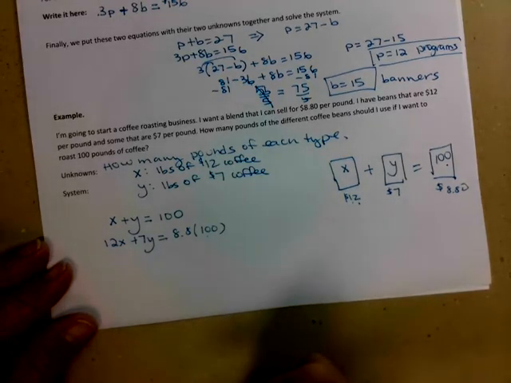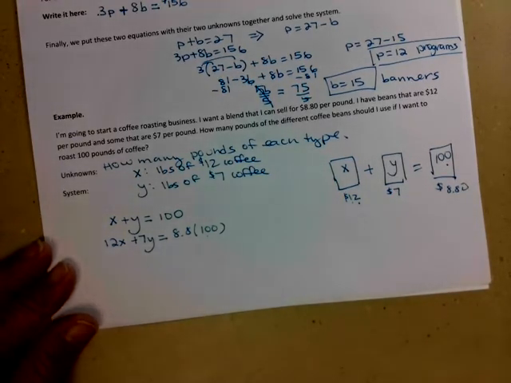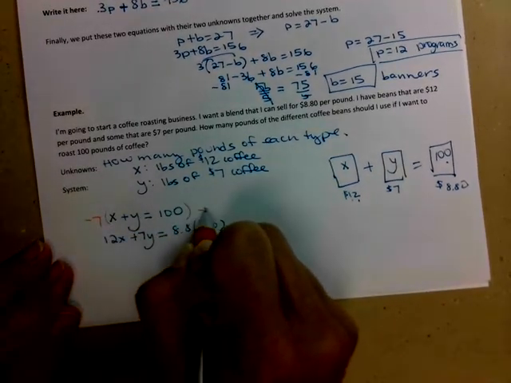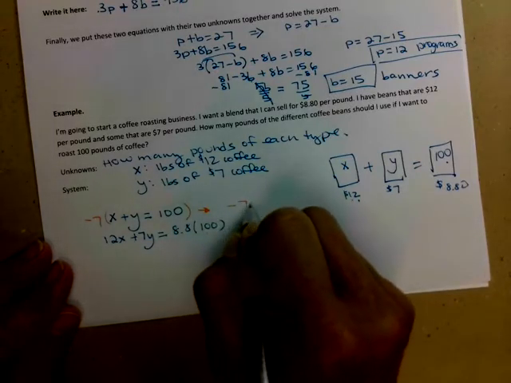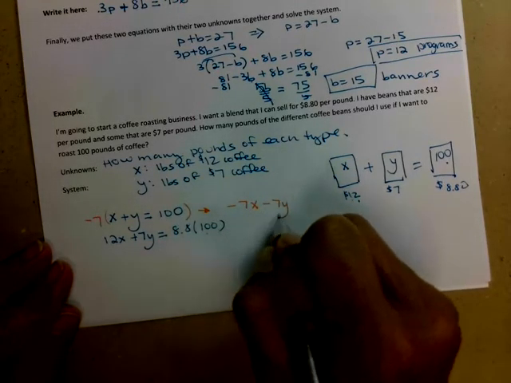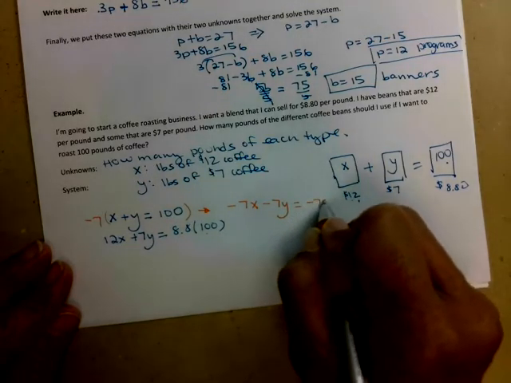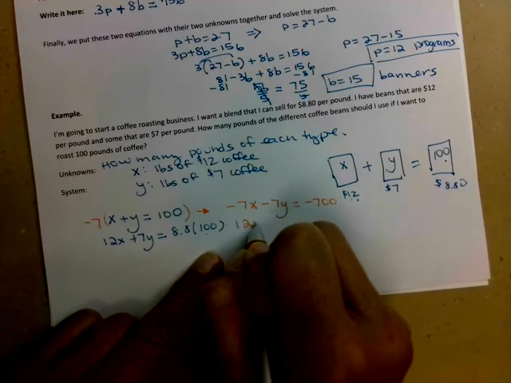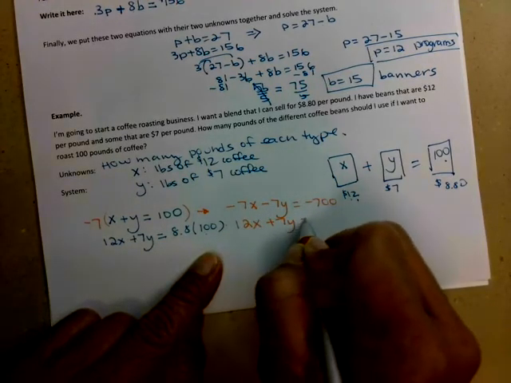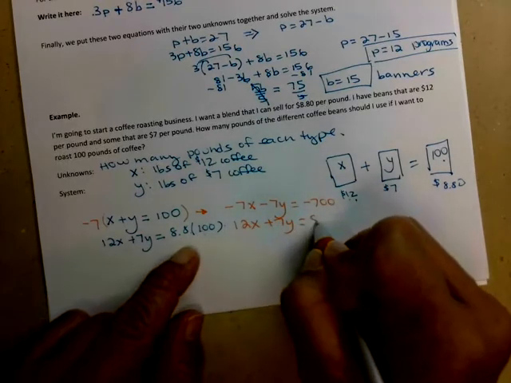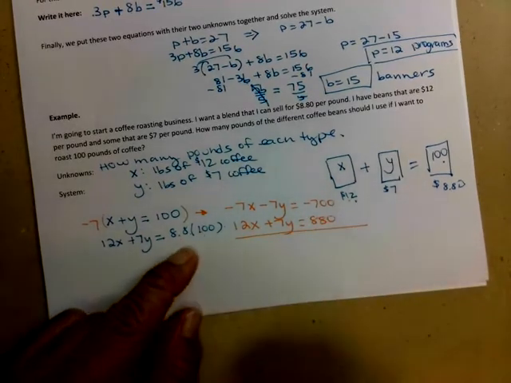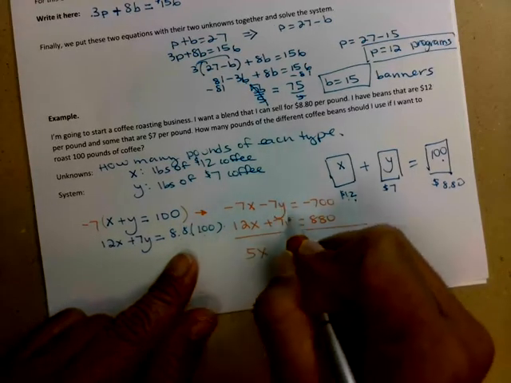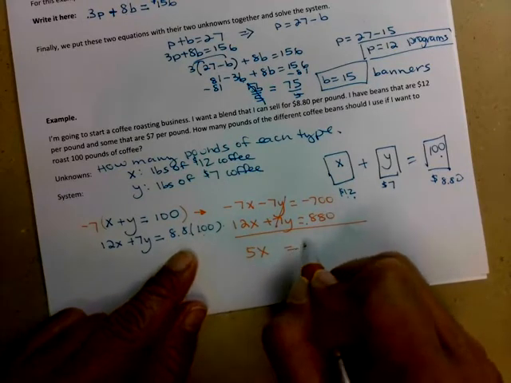Elimination, how about that? Let's multiply the top equation by -7. Think about what that's going to get rid of. So now I have -7x minus 7y equals -700. Bottom equation just stays the same. So 12x plus 7y equals 880. Okay. Add those two together. So 5x, the y's add away.